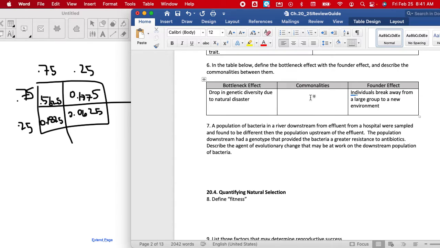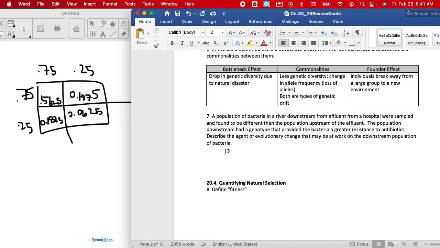Okay, commonalities. They both describe small populations, so less genetic diversity. You can say change in allele frequency, because now we only have a small sample size of the large population. Maybe you want to say loss of alleles. Think about the Amish people with polydactylism. You could also say both are types of genetic drift.